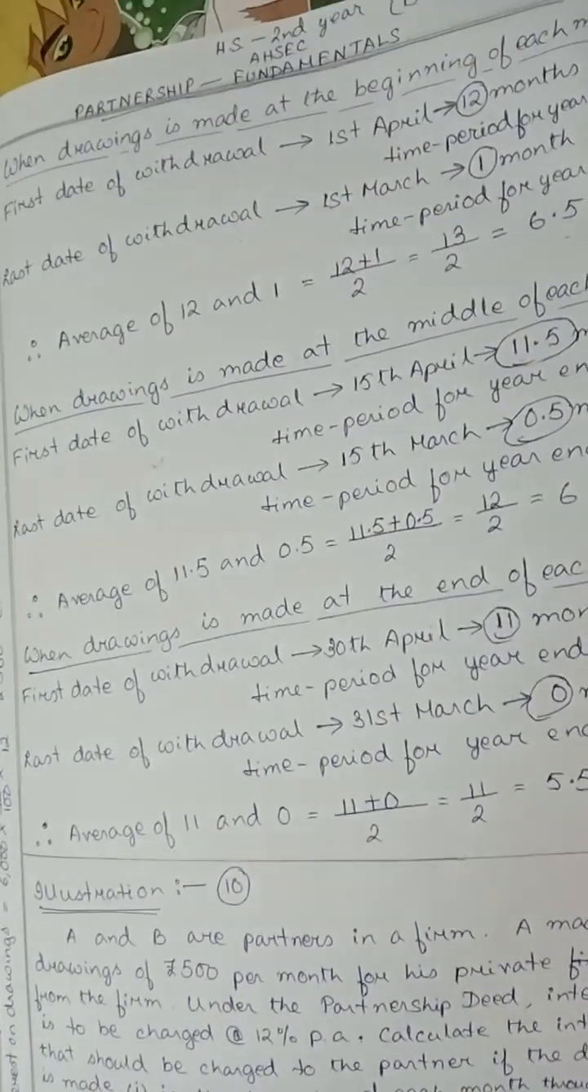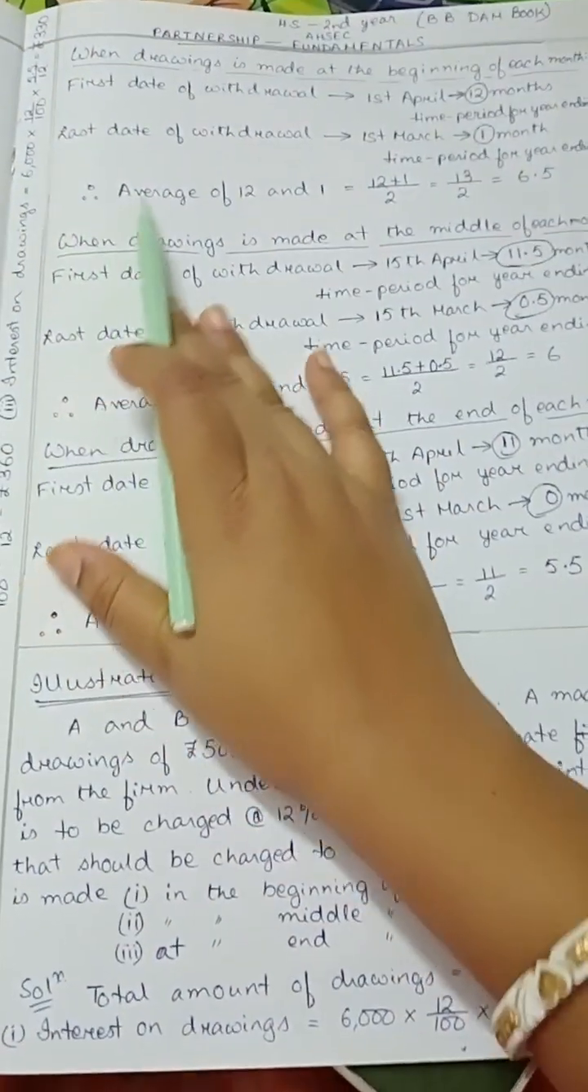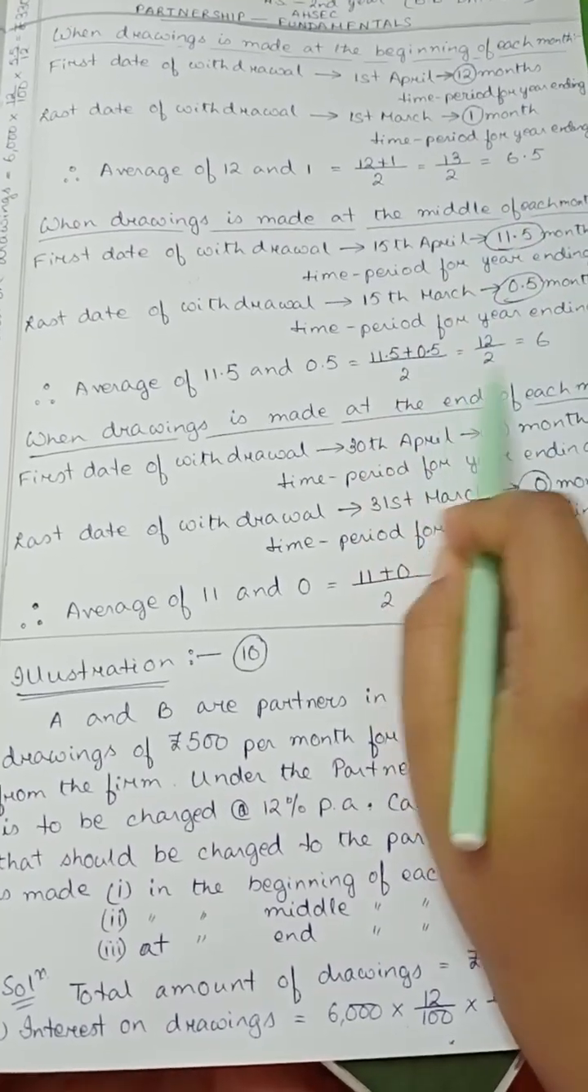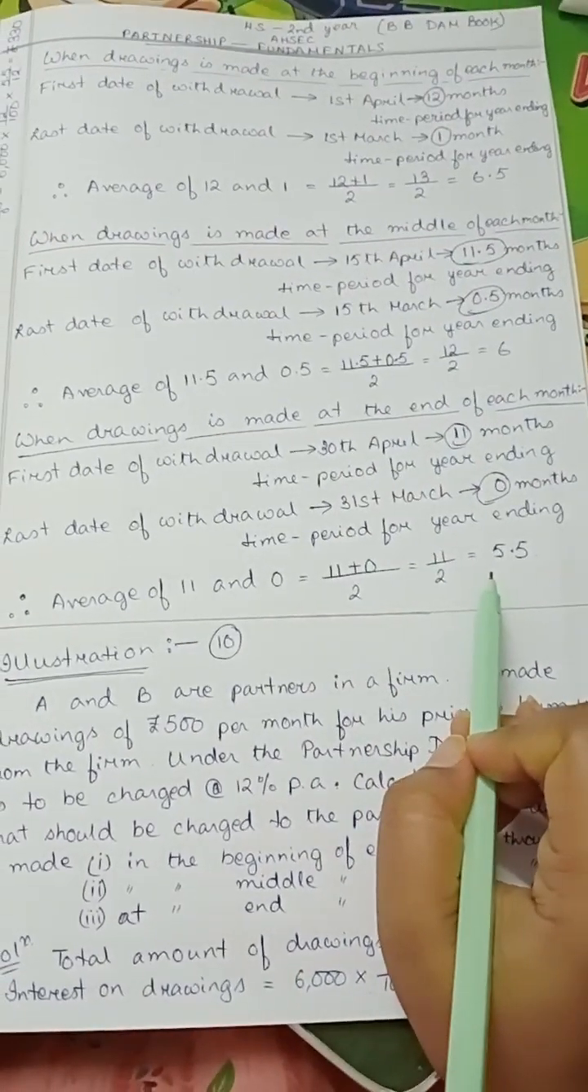So this is how the interest is calculated. This is how the average is taken out. Hope you have understood this sum.